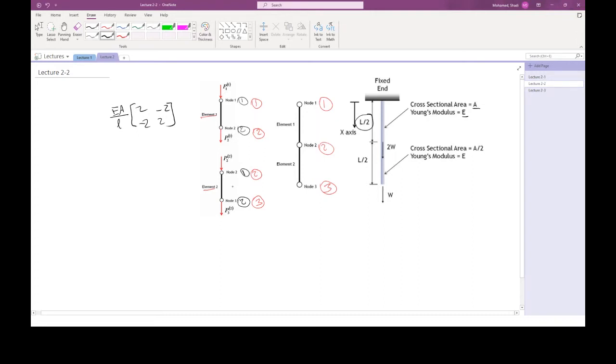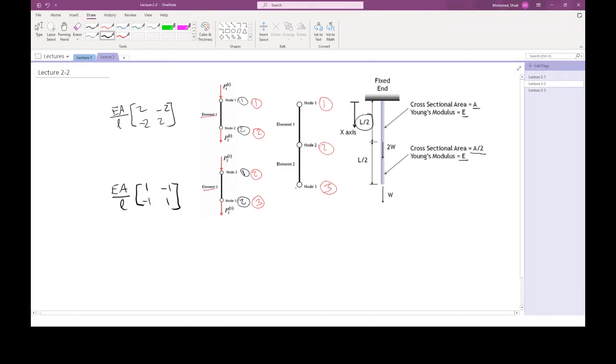Now I need to do the same thing for the second element. Again, I just use the numerical part. So this is 1, minus 1, minus 1, and 1. The cross section now is A over 2. The elasticity modulus is E. The length is L over 2. So I'm just going to write E, A over 2 divided by L over 2. If you want, you can cancel this one with this one. So I'm just going to write it as EA over L.